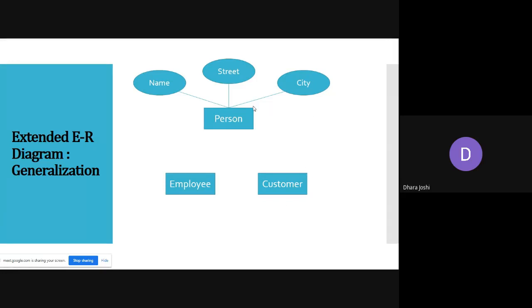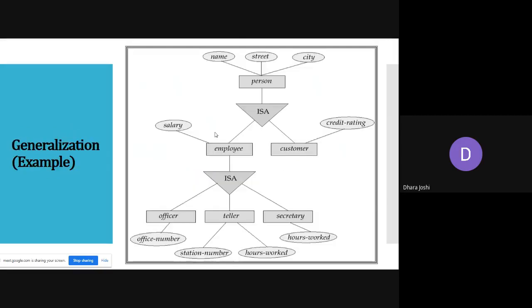So person is called the superclass, and employee and customer are called its subclasses. Subclasses can inherit these common attributes from the parent, that is, the superclass. So employee can have name, street and city, and along with these, one more attribute called salary. And customer can also have these three attributes inherited from the parent, plus one more attribute, credit rating. Look at this and you will get the idea.